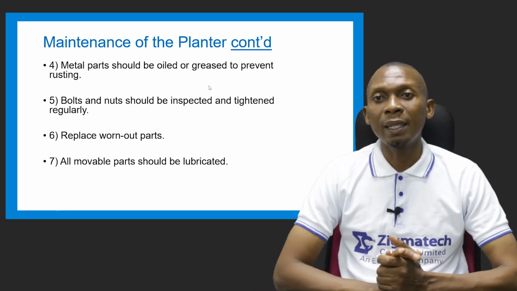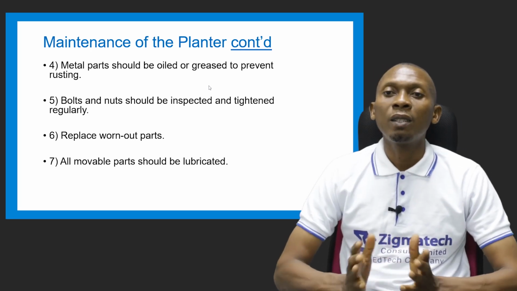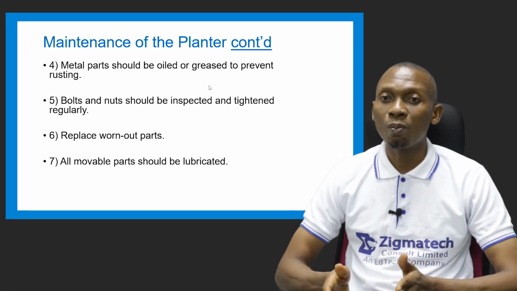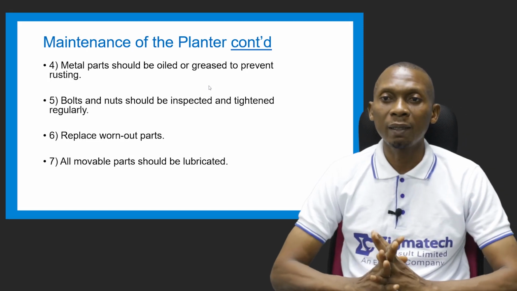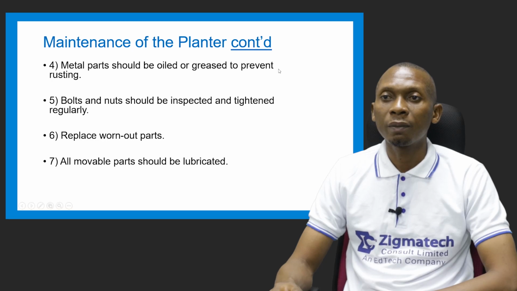It has metal parts, and these metal parts should be oiled or greased to prevent rusting. The bolts and nuts should also be inspected and tightened regularly, and when parts get worn out, those parts should be replaced. And you should also lubricate all movable parts.